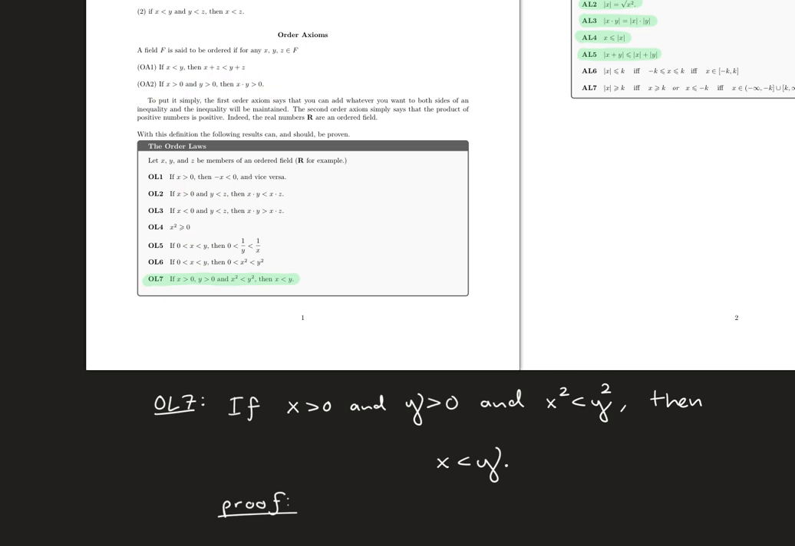Do these proofs for homework. I think that's a good call. All right. And I will reference them. That's why I brought that up.